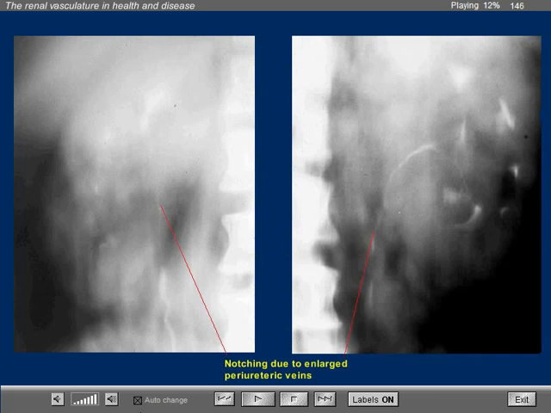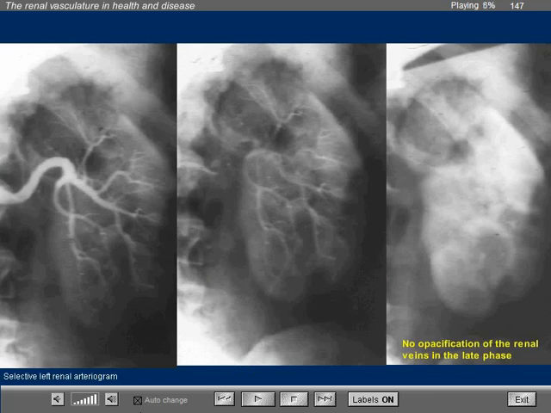Repeat urographic examination with tomograms showed that the two ureters had notches due to dilated periureteric veins, as we shall discuss later. At another institution, a selective left renal arteriographic examination was interpreted as negative. However, note that following the parenchymal phase, we do not see opacification of the renal veins. Retrospectively, this should have been considered an indirect sign of renal vein thrombosis.